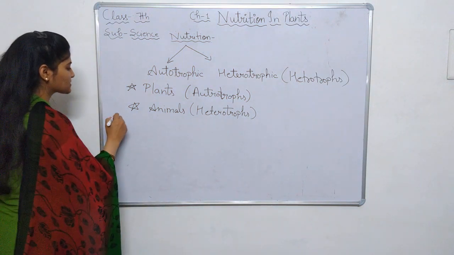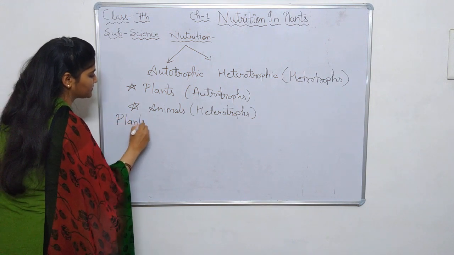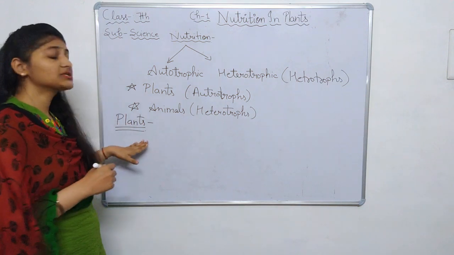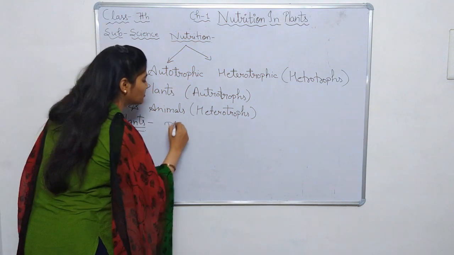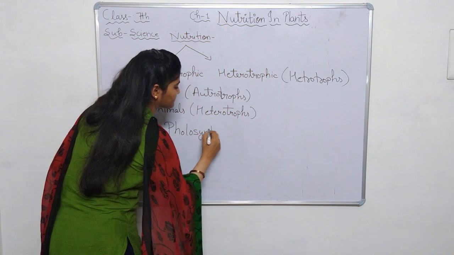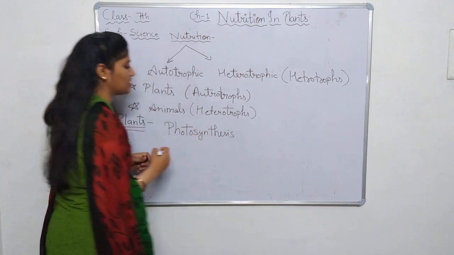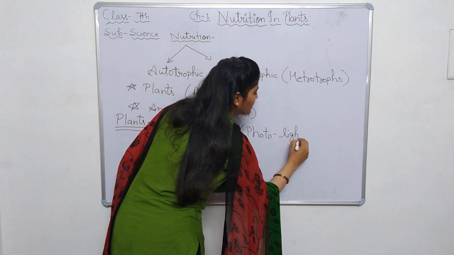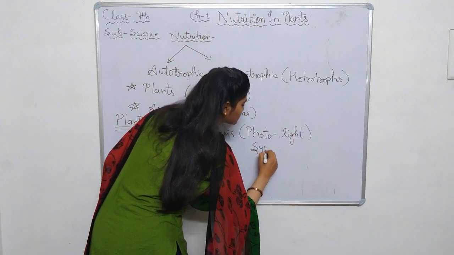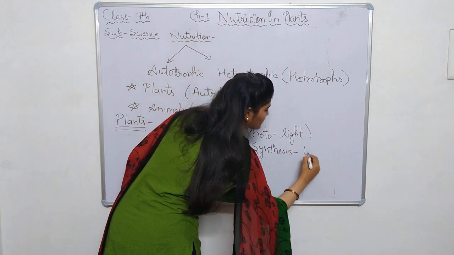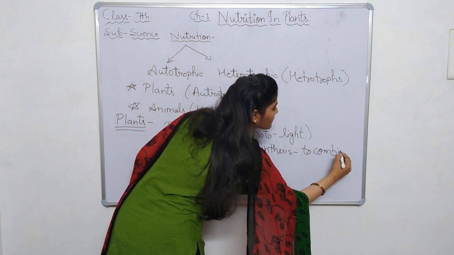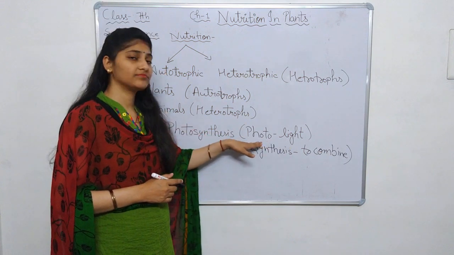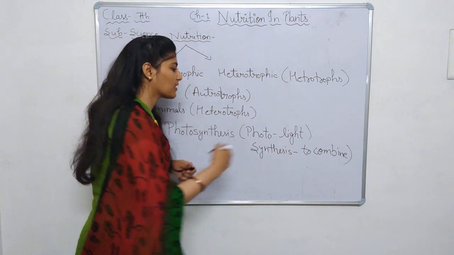Now let us go in detail for plants. How do these plants prepare their food? Plants prepare their food by a process called photosynthesis. Here, photo means light and synthesis means to combine. So photosynthesis, photo means light, and synthesis means to combine.